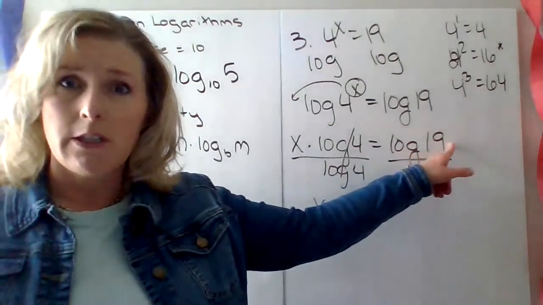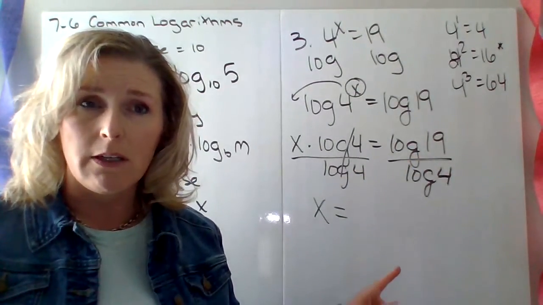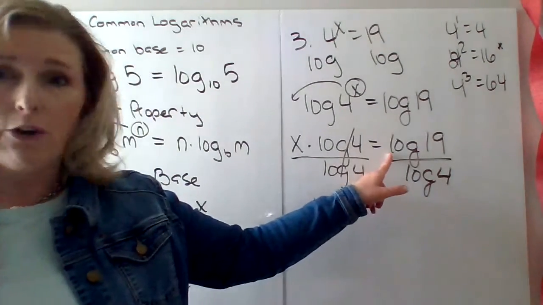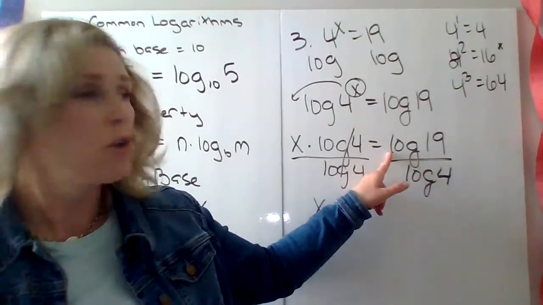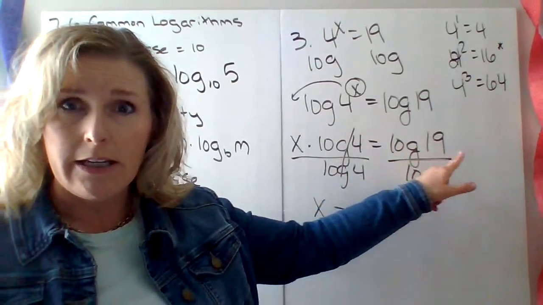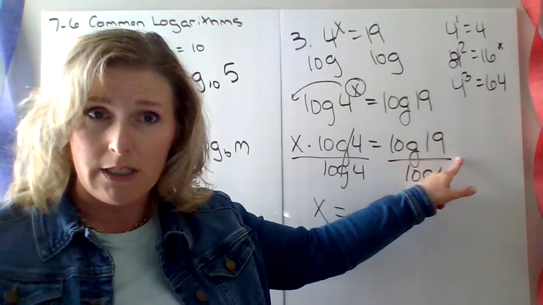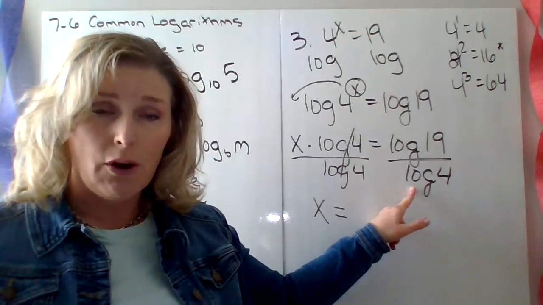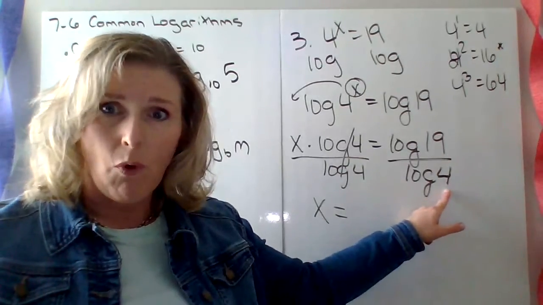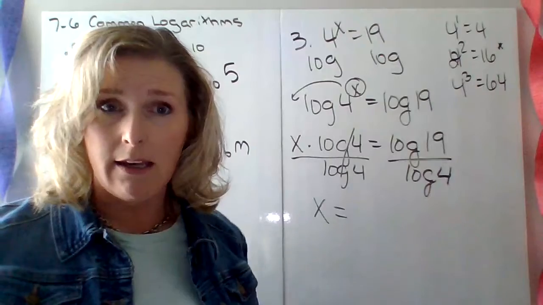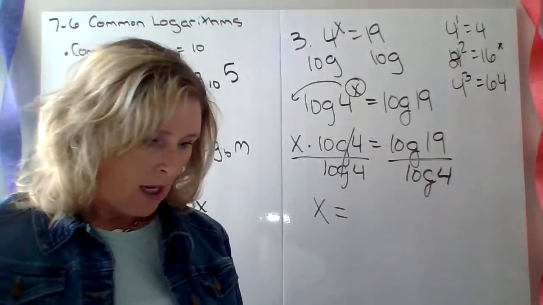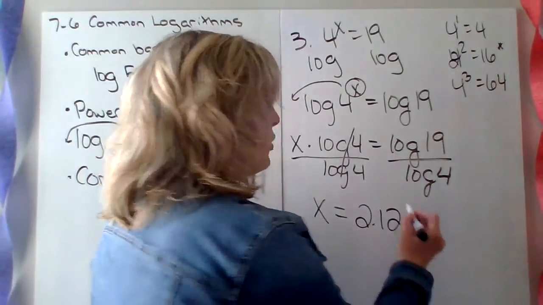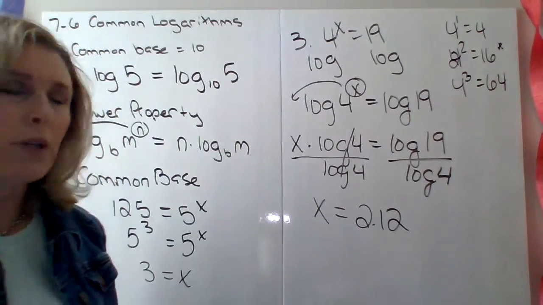And then here's where you need to type it into your calculator. You need to look at my notes and follow them precisely. In your calculator, you need to push log 19, and then you'll need to close the parentheses first. Then hit divide, hit the log button again, 4, close parentheses again, and then hit equal. Your answer should be about 2.12, give or take rounding.